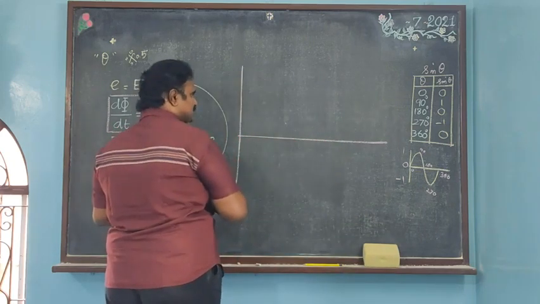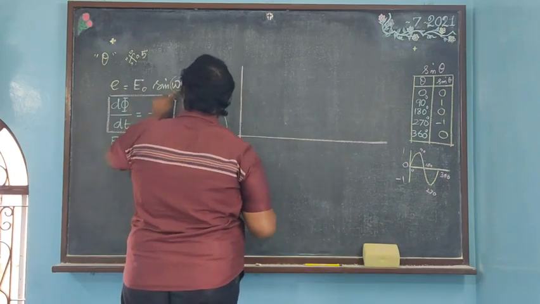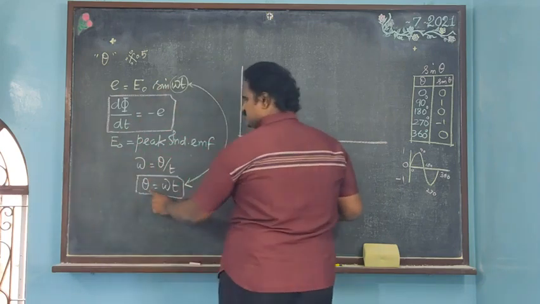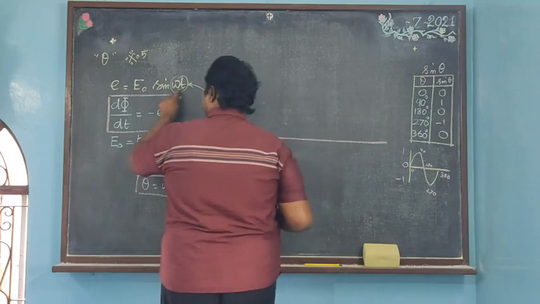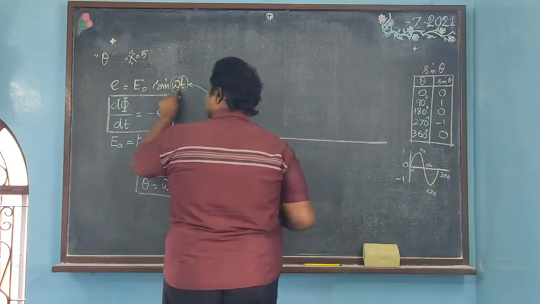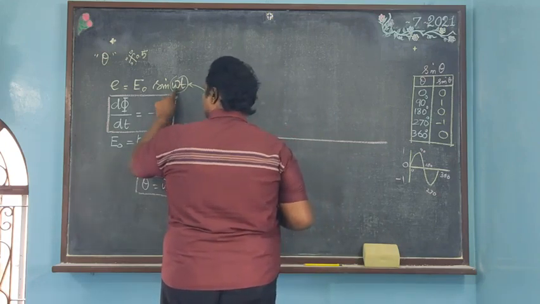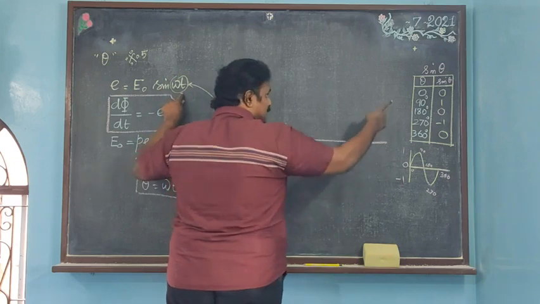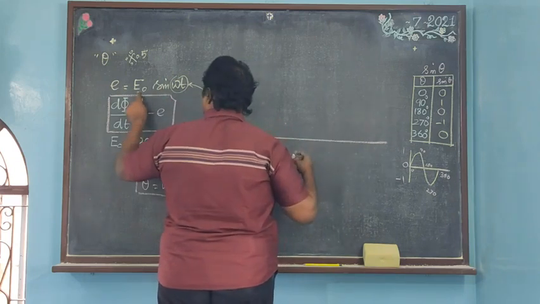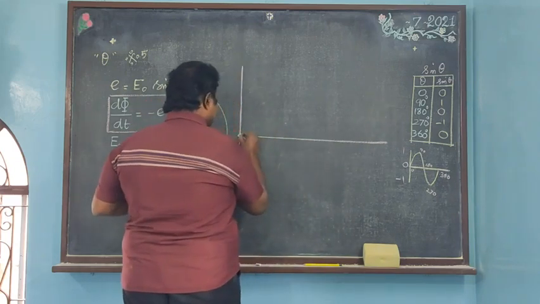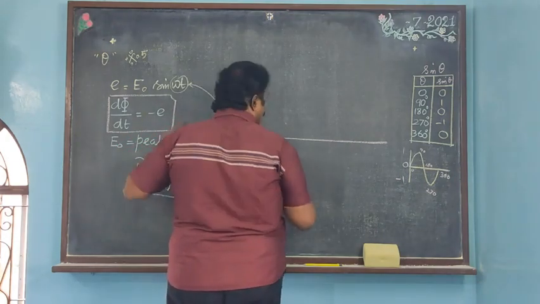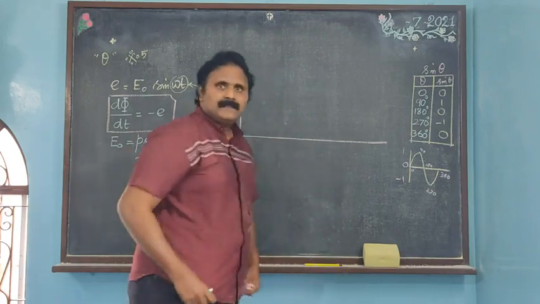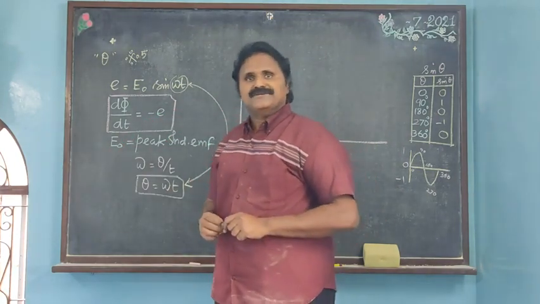It's a graphical representation. Now, I can consider omega t to be equal to theta. First of all, I take into consideration theta is equal to 0. Sine 0 is equal to 0. E naught into 0 is equal to 0. I put a dot. Next, I go in for 90 degree.